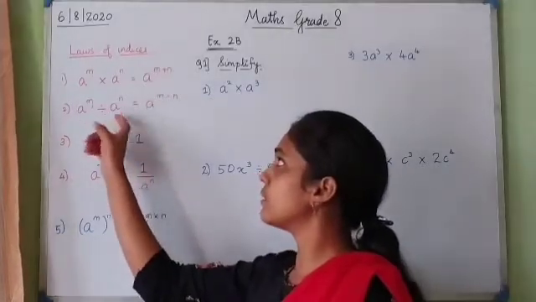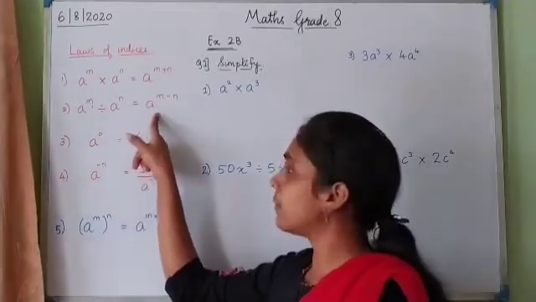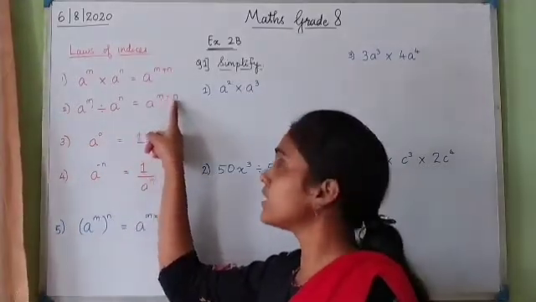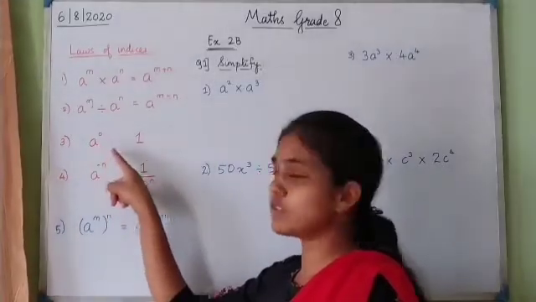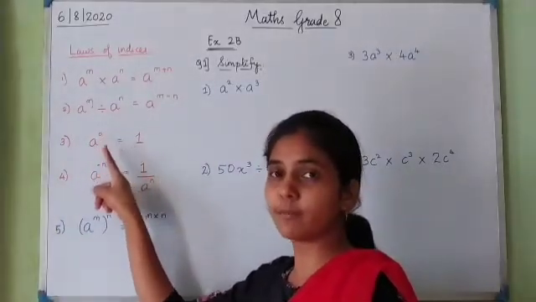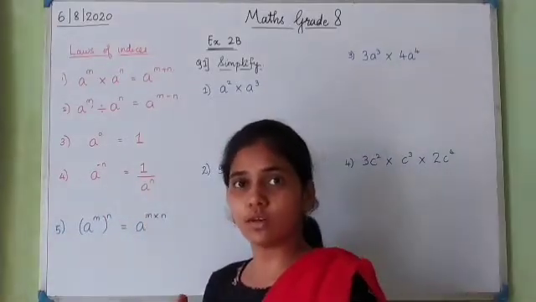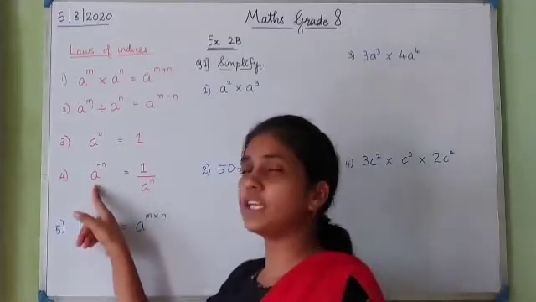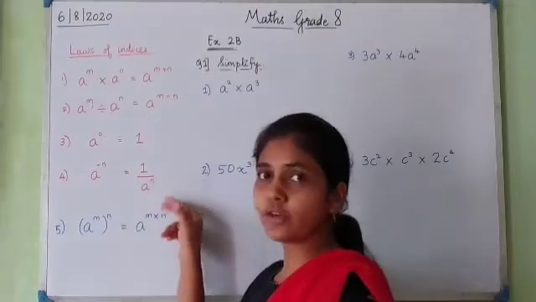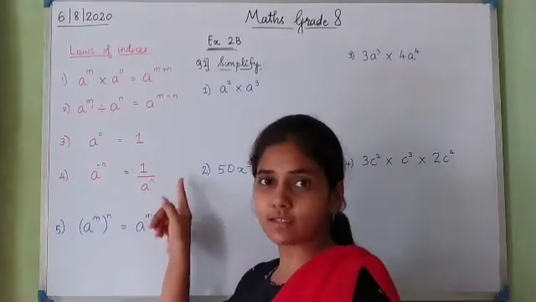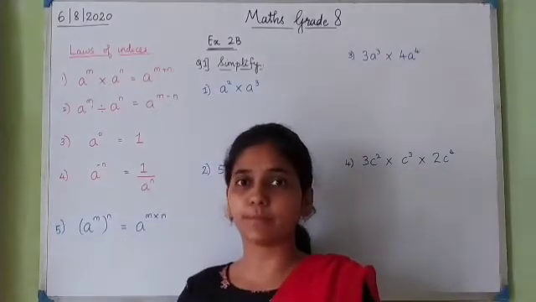Then the second was similar to the first, only if the two bases are divided, then the base remains the same and their powers get subtracted, okay? Then the third one, a raised to 0: if the power of any number is 0, then the answer is equal to 1, okay? And the fourth one, if any number is raised to a negative power, then we write it as 1 upon the base raised to that same power, okay?